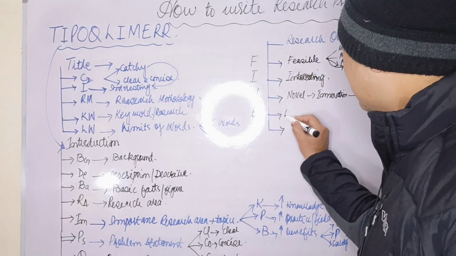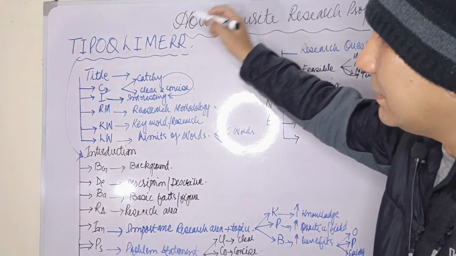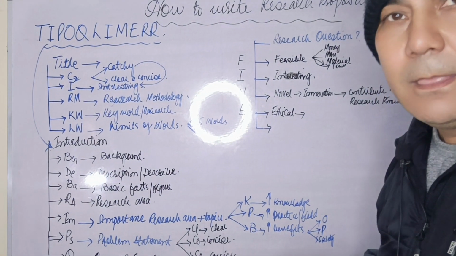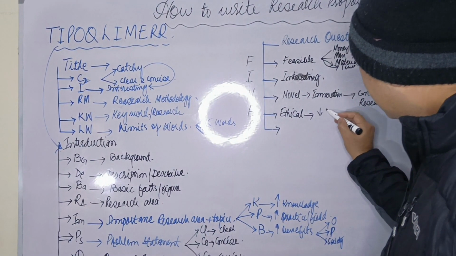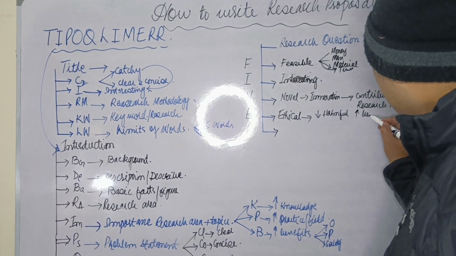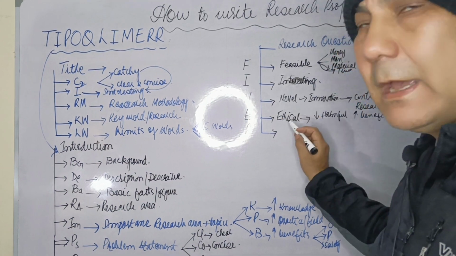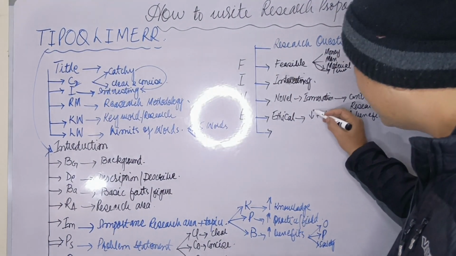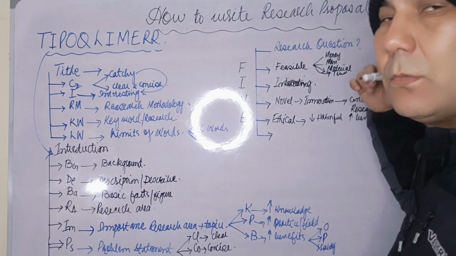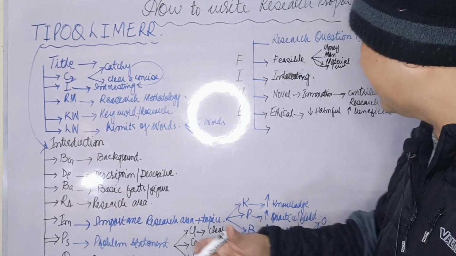Okay, E should be ethical. The research question, for the research proposal, should be ethical. It means less harmful and more beneficial. In the sense of ethics, your research question should be less harmful, less risky, but more beneficial for society, for the organization, for any profession.